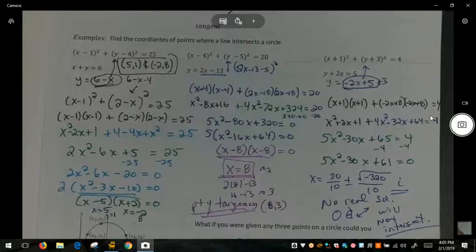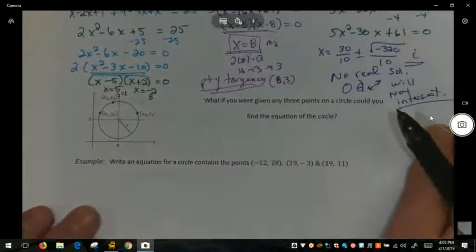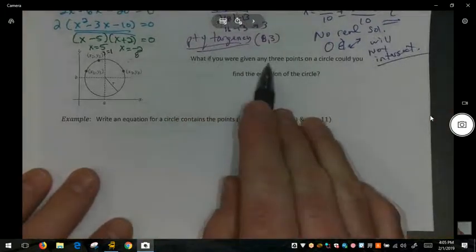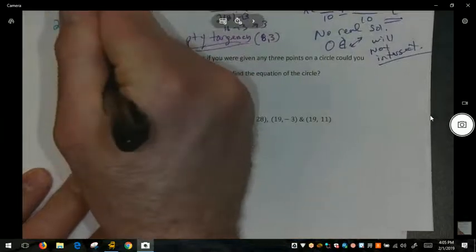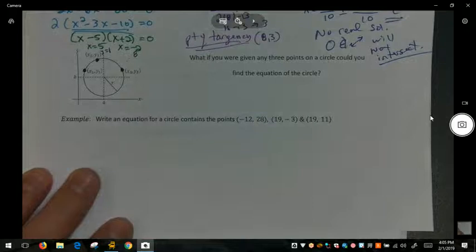Our second skill for day 3 is to be able to write the equation of a circle. You may or may not have done this in geometry. What if you were given any 3 points on a circle? Could you find the equation of the circle? This would have made a lot more sense in geometry if you had had strong algebra skills.